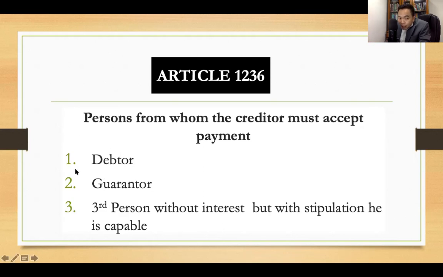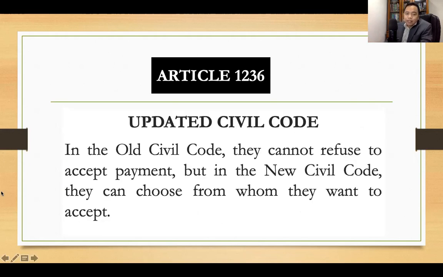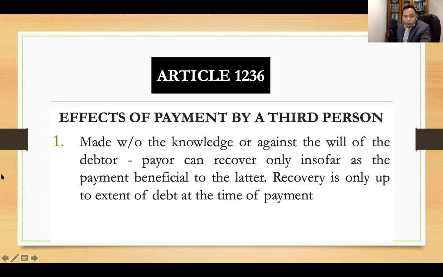So take note of this enumeration. The debtor obviously is the person from whom the creditor must accept payment. The guarantor, obviously, and a third person without interest but with stipulation, he is capable of payment. Okay? Now, what are the effects of payment by a third person? If the payment is made by the third person without the knowledge or against the will of the debtor, I will repeat, the payer can recover only insofar as the payment has been beneficial to the debtor.